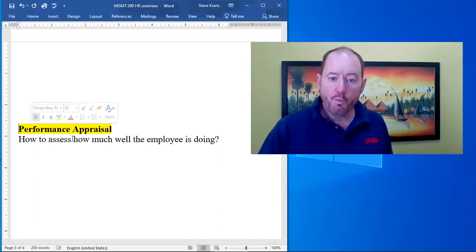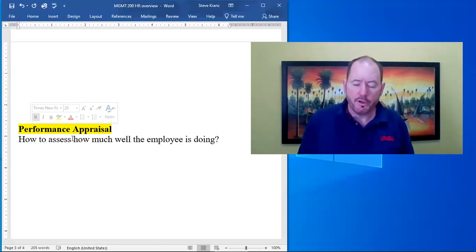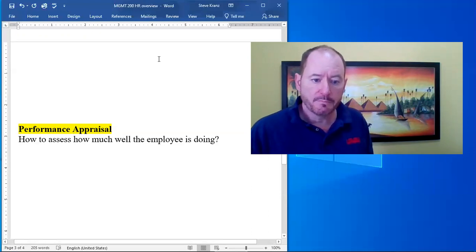Obviously, you want to know which of your employees are really good and which of your employees are not so good. And you also want to know how can we make all of our employees better? Performance appraisal.